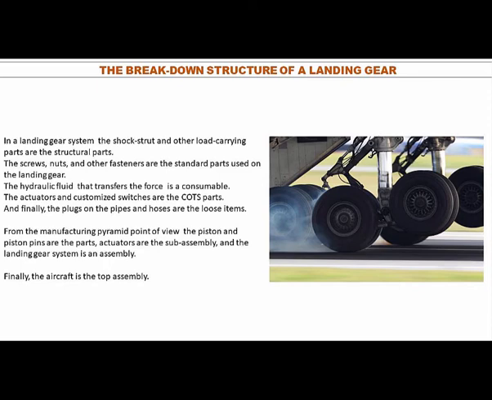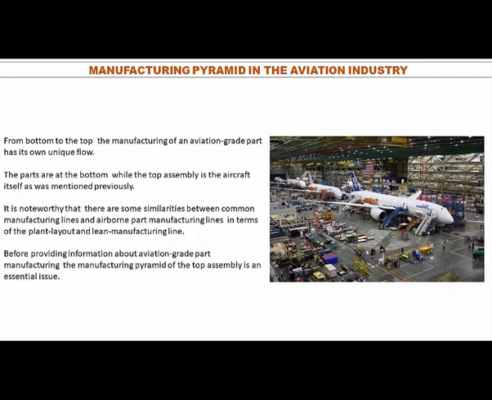From the manufacturing pyramid point of view, the piston and piston pins are the parts, actuators are the sub-assembly, and the landing gear system is an assembly. Finally, the aircraft is the top assembly. From bottom to the top, the manufacturing of an aviation-grade part has its own unique flow. The parts are at the bottom, while the top assembly is the aircraft itself, as was mentioned previously. It is noteworthy that there are some similarities between common manufacturing lines and airborne part manufacturing lines in terms of the plant layout and lean manufacturing line.